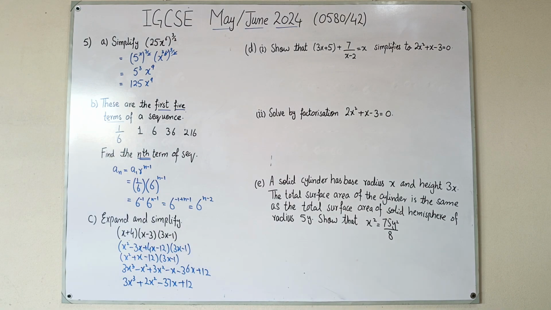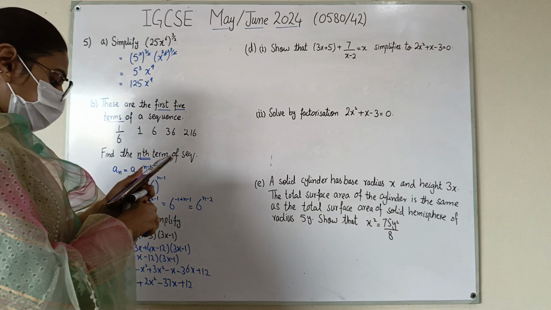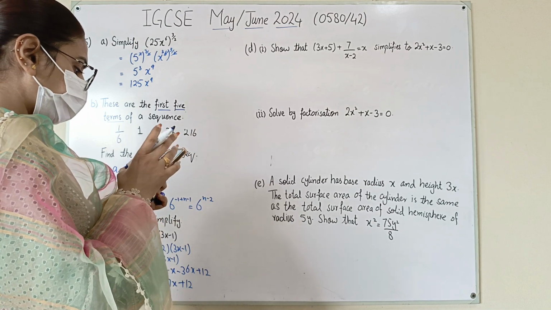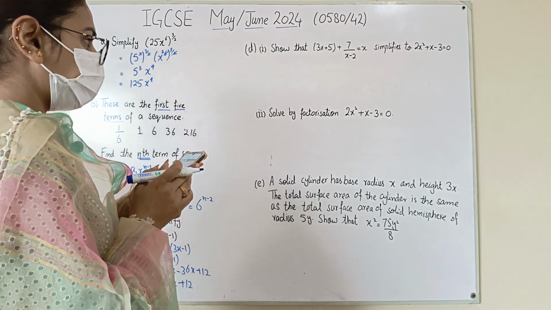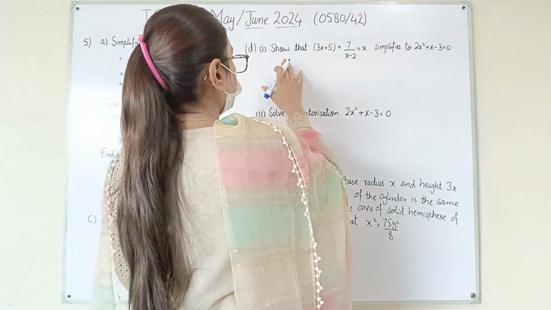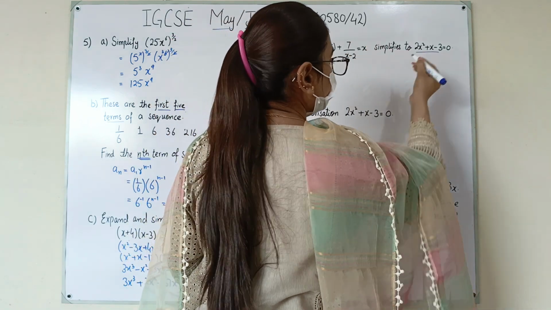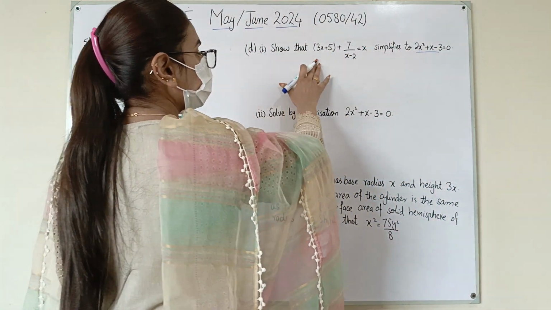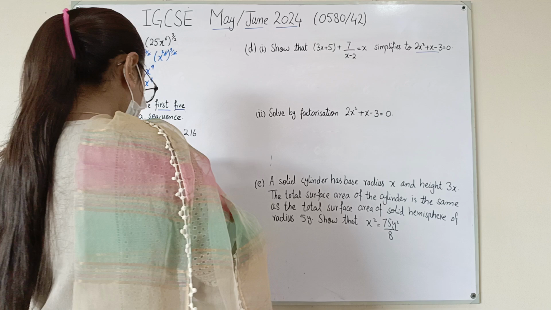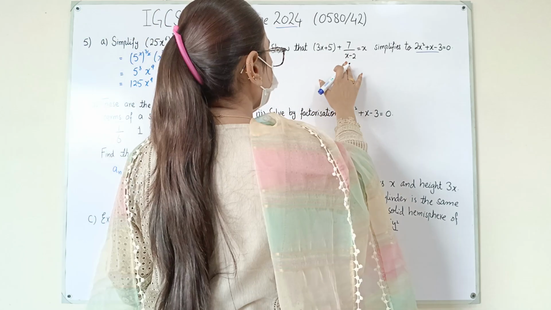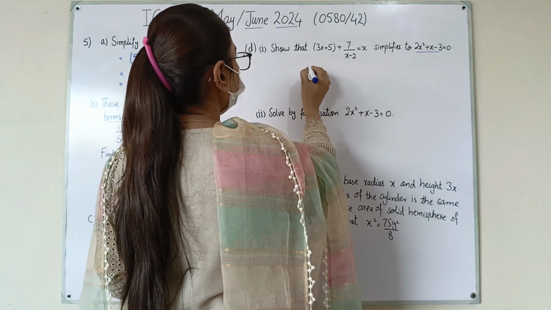Now let's move toward part number D. In part number D, in the first part, he is asking you to make the expression like this. Now, he is asking you to simplify this expression, and he has given you the answer as well. You have to make this expression like this one. Simply, you have to take the LCM over here. Here the LCM will be x minus 2.